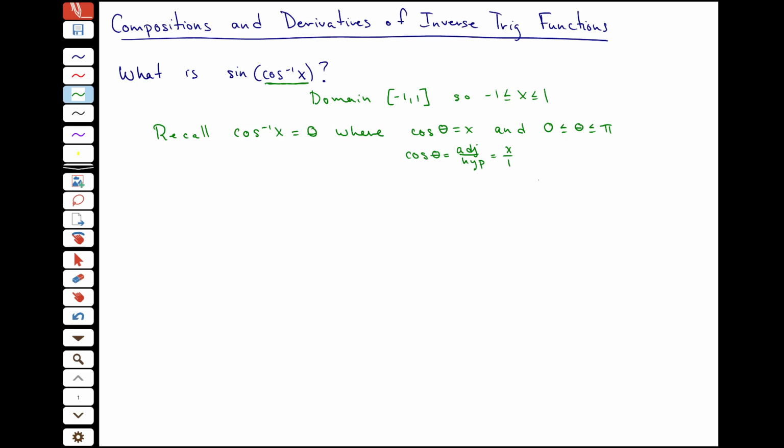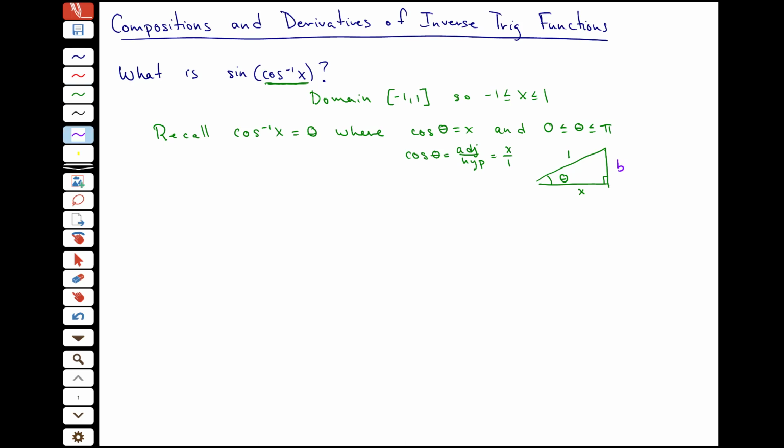And so we can draw a right triangle. And we know that theta has to be between 0 and pi, so this is a reasonable picture for theta. We can draw a right triangle that has the angle theta in it, and then because cosine of theta has to be x over 1, we know that the adjacent side in this triangle has to be x, and the hypotenuse of this triangle has to be 1.